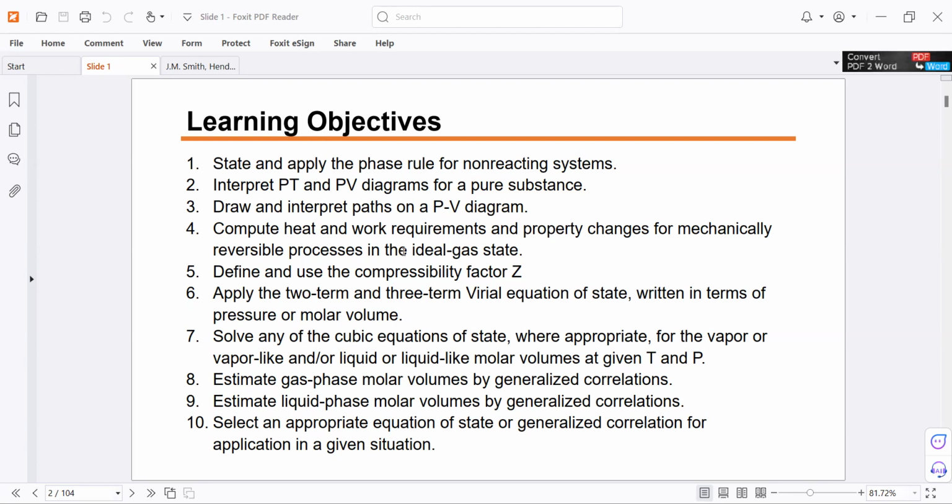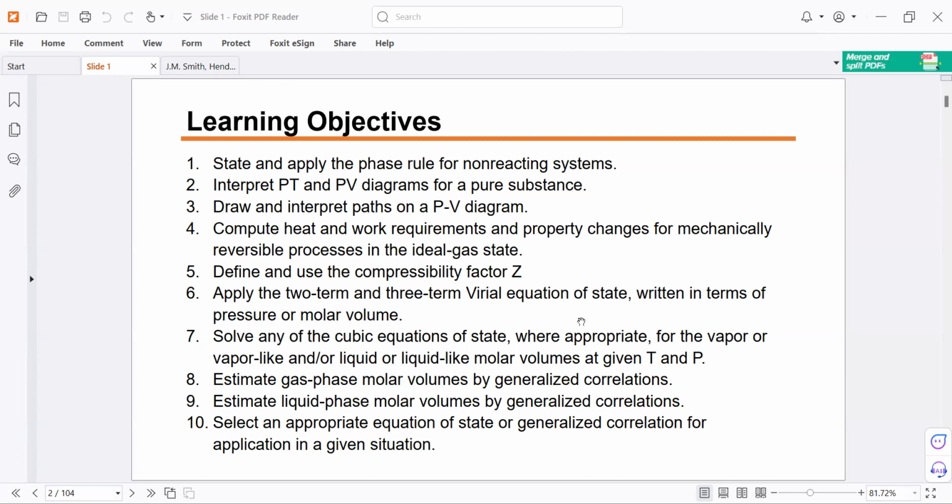Define and use the compressibility factor Z. Apply the two-term and three-term virial equation of state written in terms of pressure or molar volume. Solve any of the cubic equation of state where appropriate, and for the vapor or vapor-like and liquid-like molar volumes at given temperature and pressure.